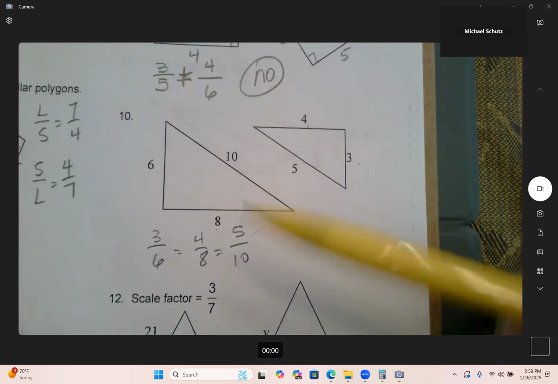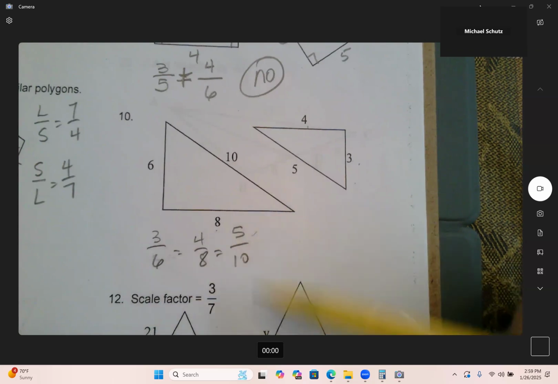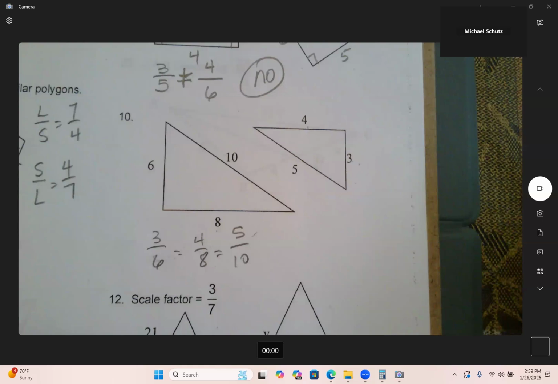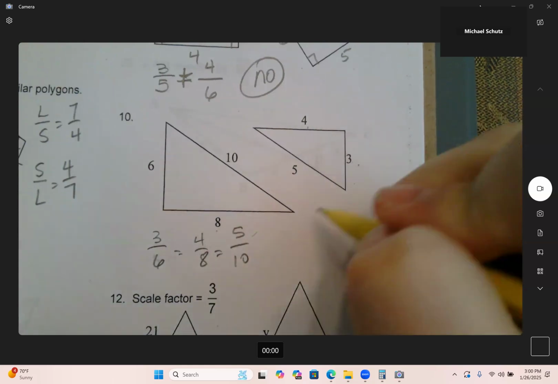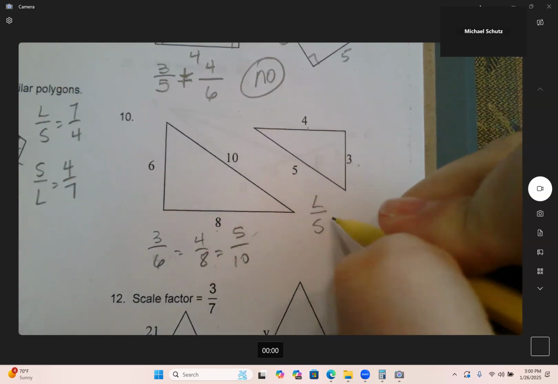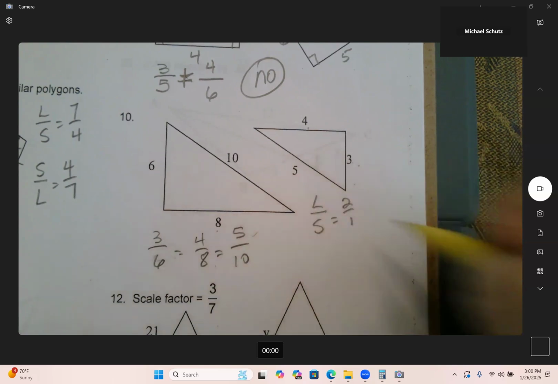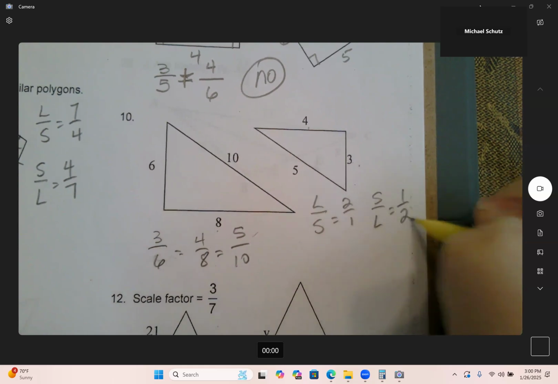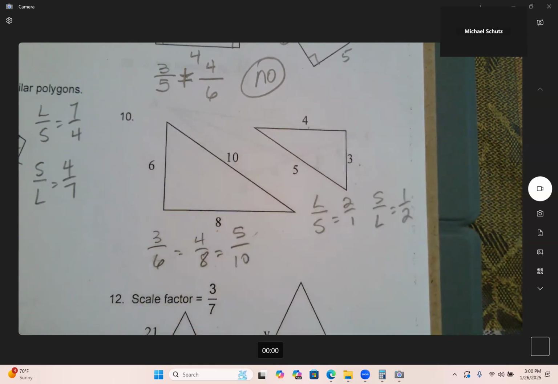And if you use your calculator and simplify these fractions, this is 1/2, this is 1/2, and this is 1/2. So the scale factor, if we go large to small, would be 2 to 1. If it's small to large, that would be 1 to 2. Okay, so those are your scale factors.